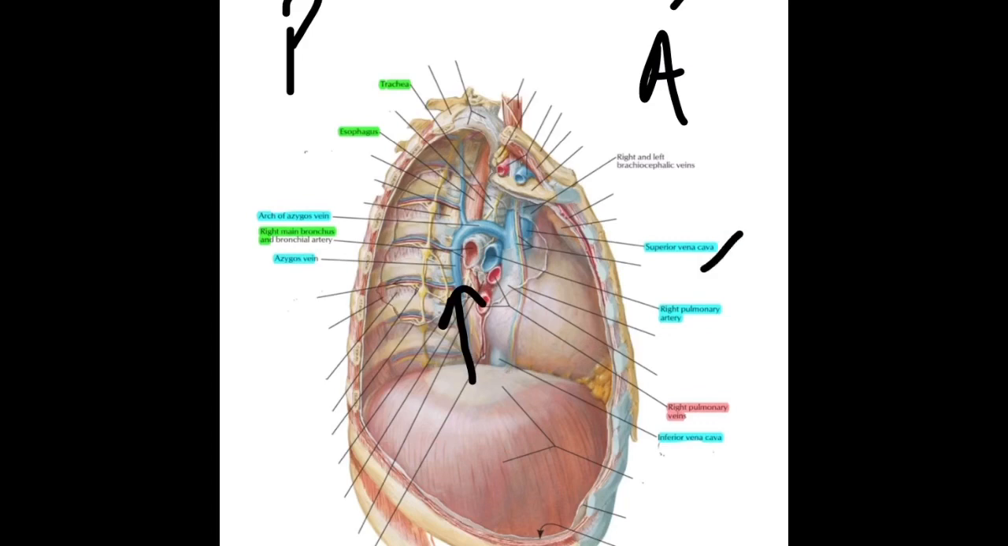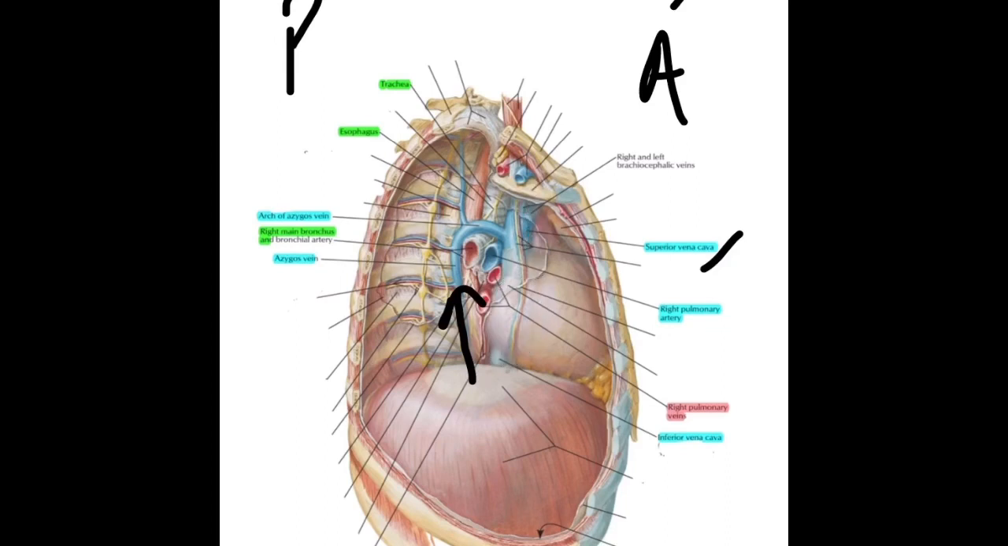This is the superior vena cava over here, and this is the inferior vena cava, which gets blood from the abdomen. Both of these drain into the right atrium. So basically this must be the right atrium.